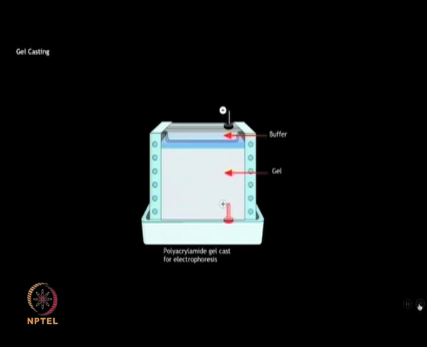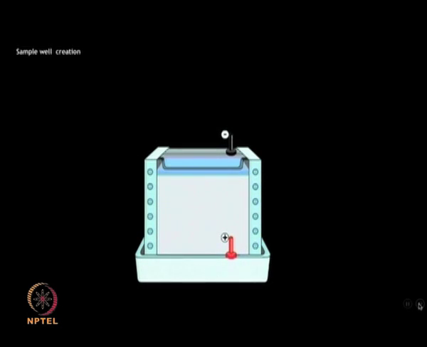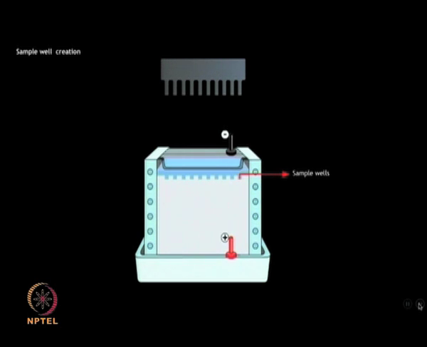Once the solution is poured, sample wells can be created. The sample wells of uniform size, shape and separation are made using a comb which is placed in the gel as soon as it has been poured. After the gel has polymerized, the comb can be removed to provide a gel ready for the process.